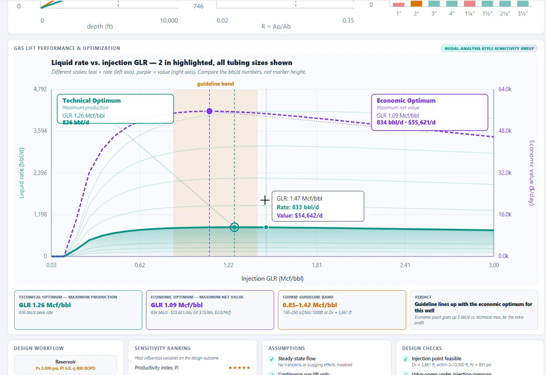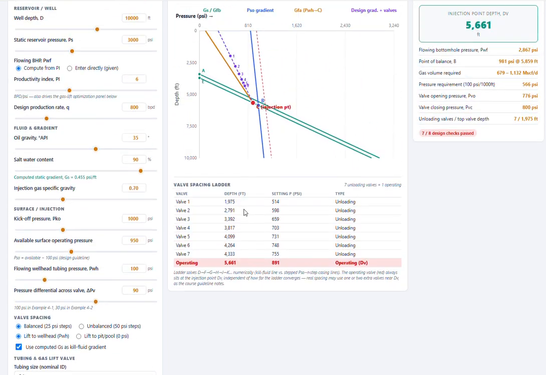Now, look at the valve spacing table. Why do we need multiple unloading valves? Why not install only one operating valve? Because the well must unload gradually. These unloading valves act like stepping stones, progressively moving the gas injection point deeper until the operating valve takes over. The dashboard lets us see the sequence instantly.